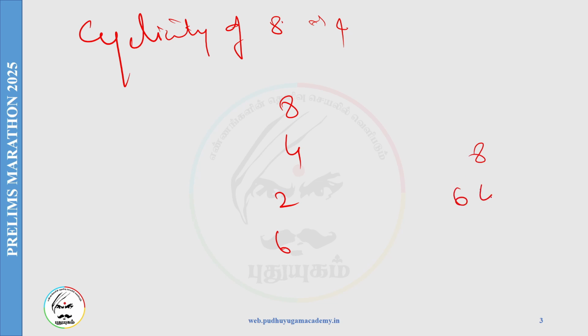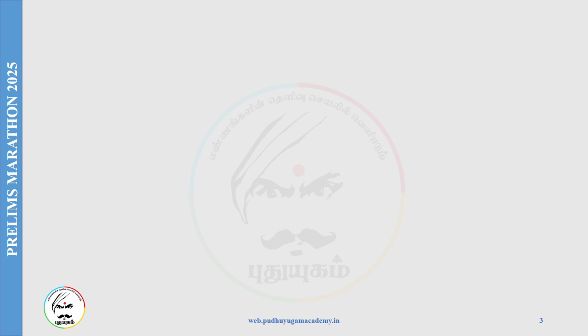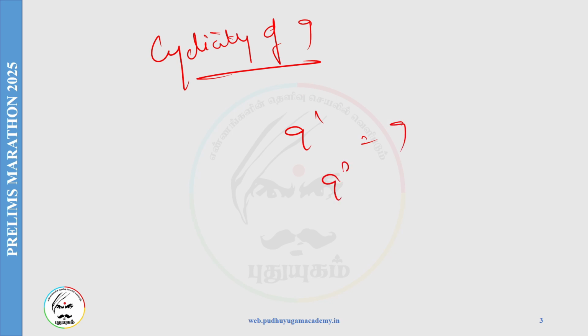It is 8, 64, 512, 4096, right? So this is 8 power 1, 8 power 2, 8 power 3 and 8 power 4, right? So next is cyclicity of 9. 9 power 1 is 9, 9 power 2 is 81. The same repeats. So 9 power odd is the number itself, 9 power even is 1, right?